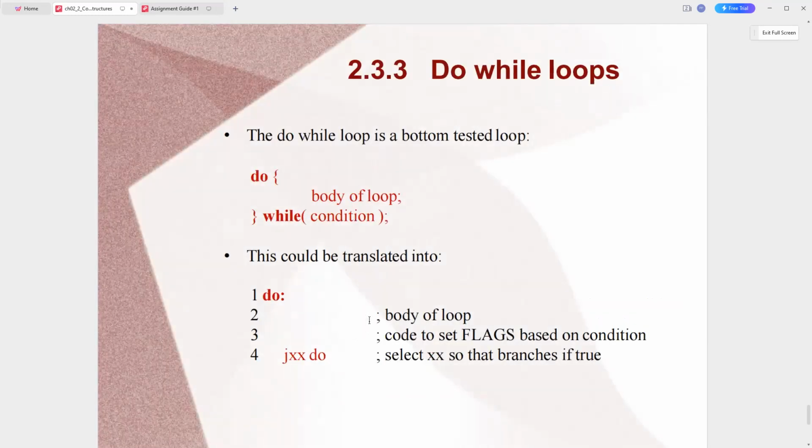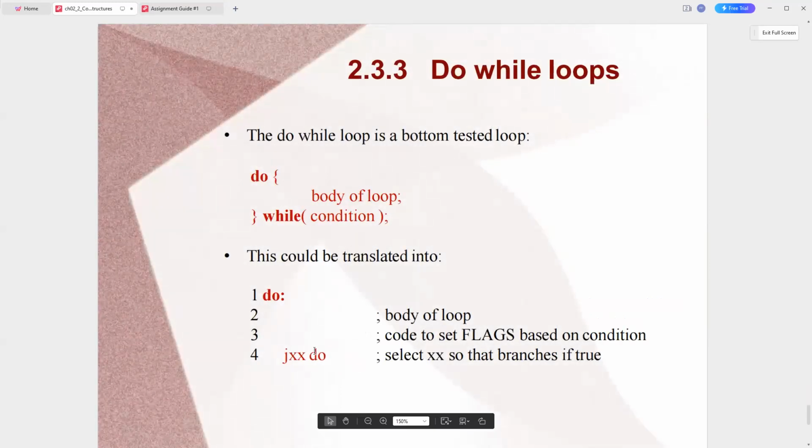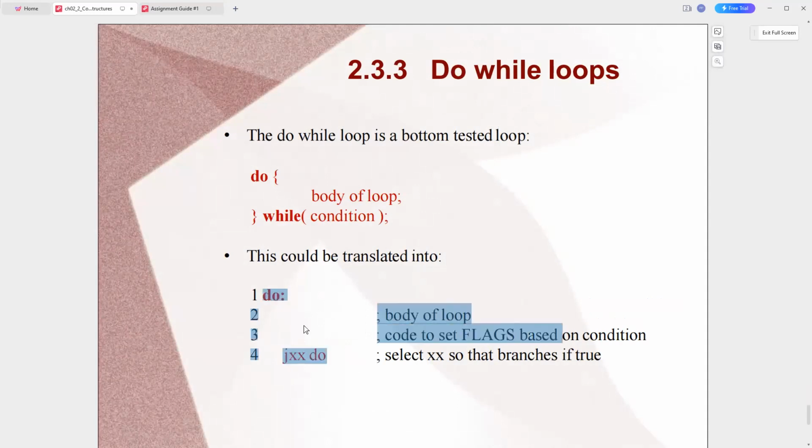Okay. You also have your do while loop, which in this case, we do away with this jump. We just have JXX do. So this is the truth condition. We are guaranteed that the body of the loop in line 2 and 3, if you have something here, will be executed, and then it will jump back to the start of your do while loop if this is satisfied.